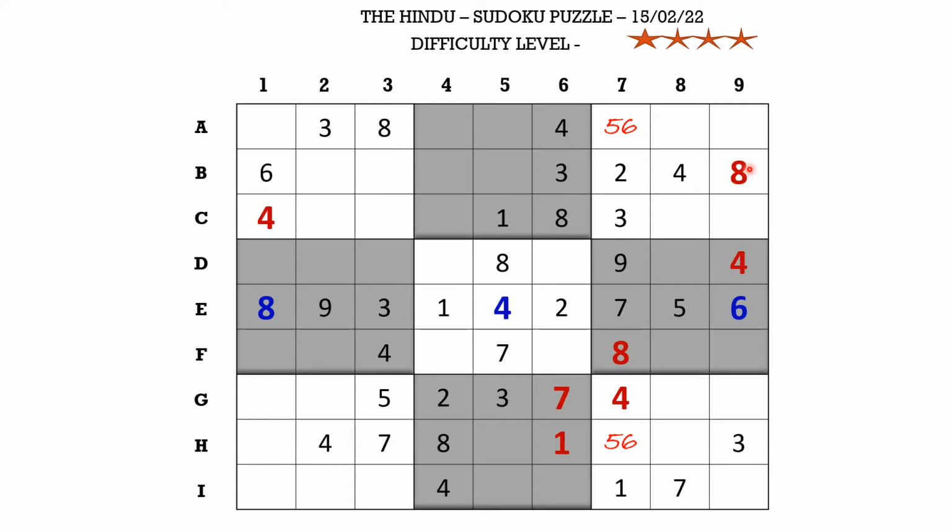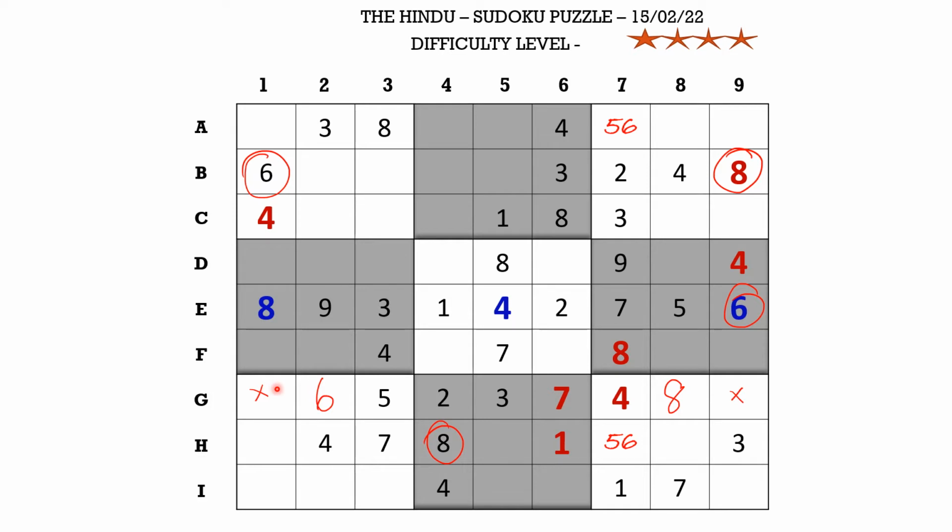This 8 in B row blocks these two cells, and this 8 in H row blocks this cell. So 8 goes in G8. This 6 here in column 9 blocks this cell. There is a 6 here in column 1 which blocks this cell. So in G row, G2 takes 6.